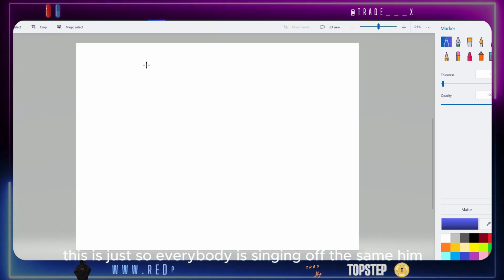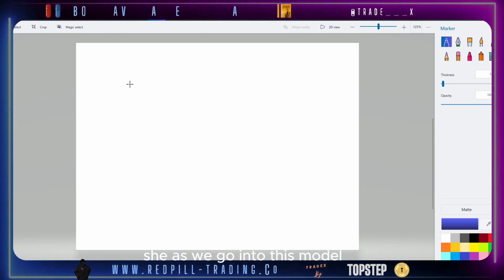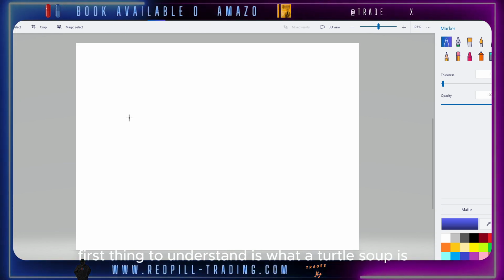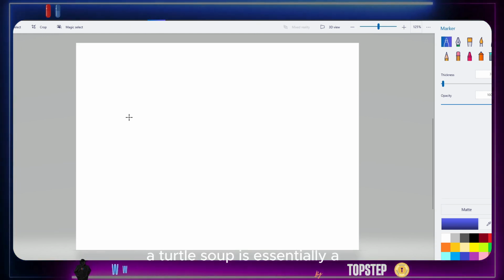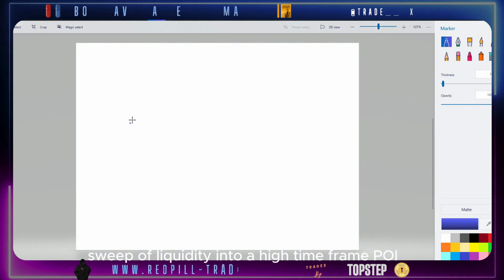Okay, we're going to start off with some theory. This is just so everybody is singing off the same hymn sheet as we go into this model. First thing to understand is what a turtle soup is. A turtle soup is essentially a sweep of liquidity into a high time frame POI.